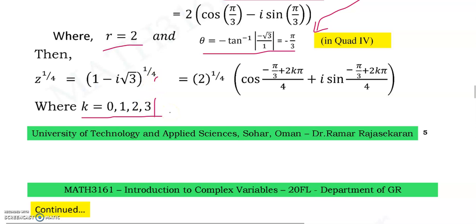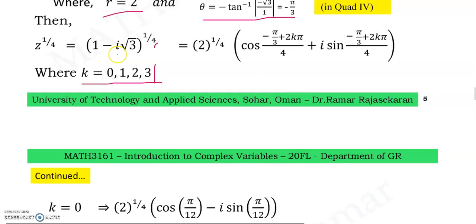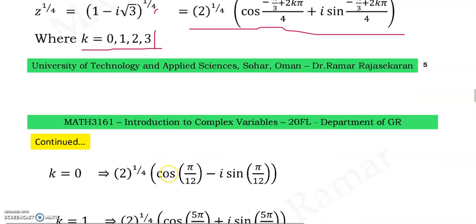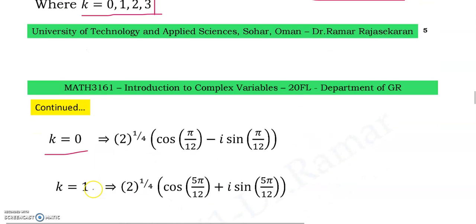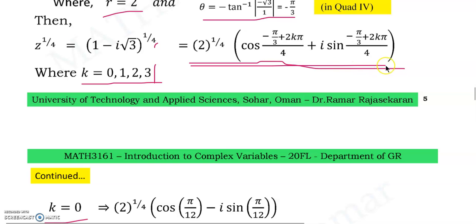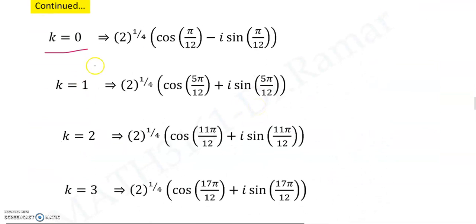Now, as we did in the previous question, we have to write the value of this fourth root of z for each k. k is equal to 0, 1, 2, 3. Now put k equal to 0. If k is 0, this is minus pi over 3 divided by 4, so 12. So cos pi over 12 minus i sin pi over 12, for k equal to 0. Similarly, you substitute k equal to 1, 2, and 3 in this equation, so that you find all four values.